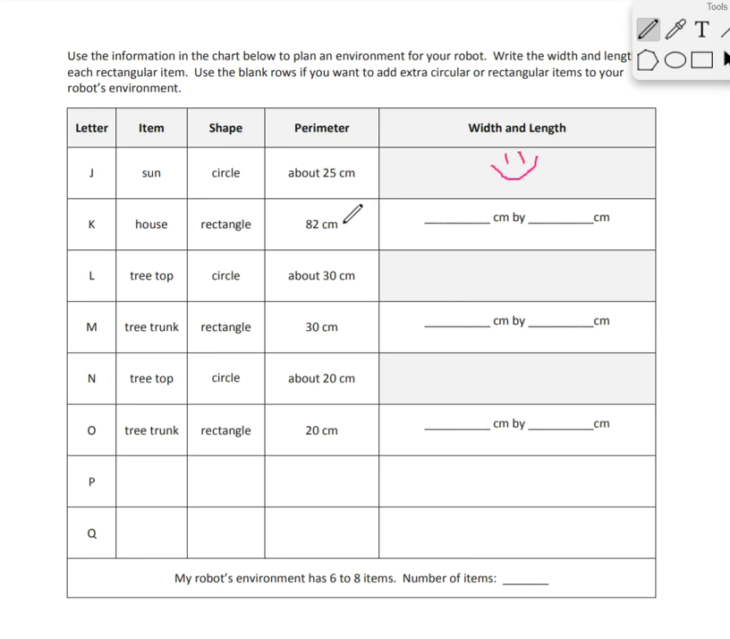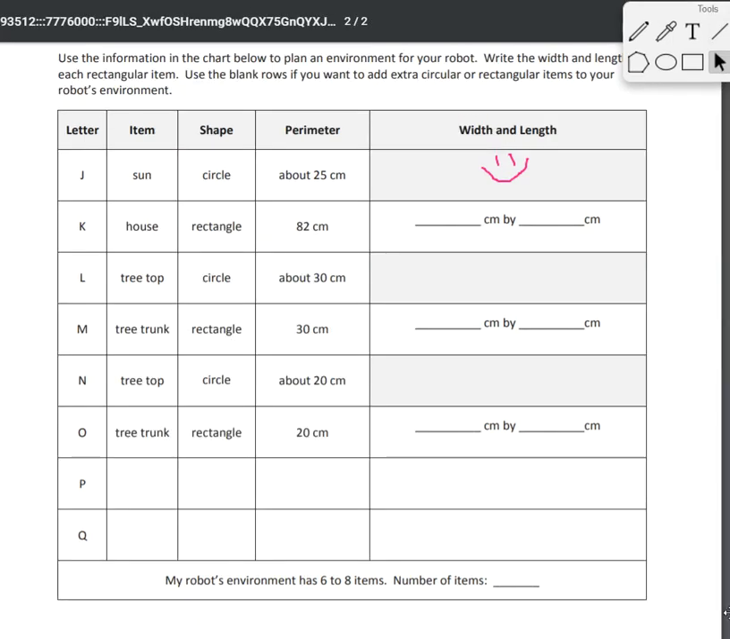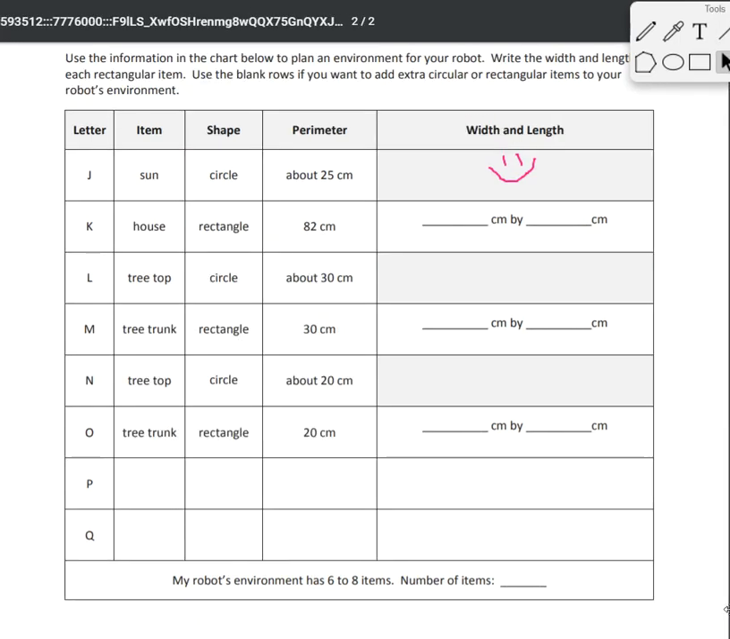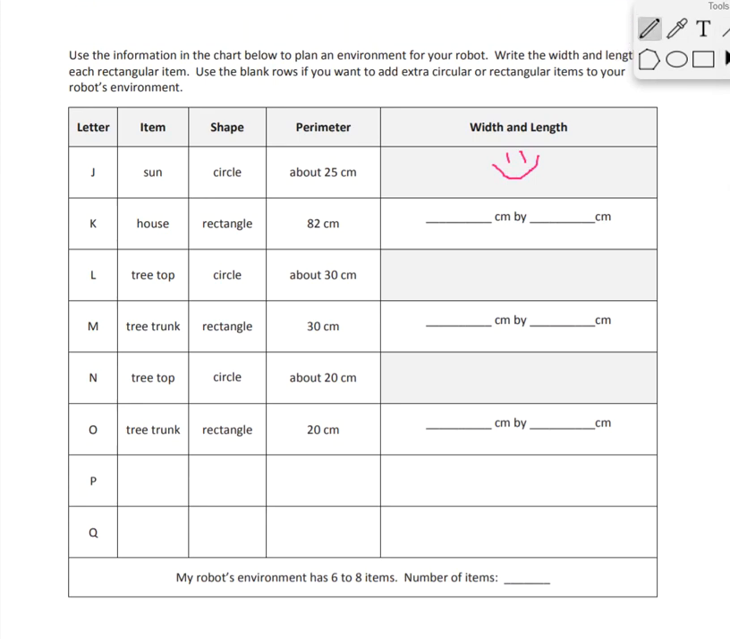The perimeter is 82. So this is a big number to divide in half. So let me go and use some of this gray space that's right next to me. Oop, that wasn't what I wanted to do. Let me try again. It doesn't want to let me make a bigger space right now. So I'm going to use this white space right here.